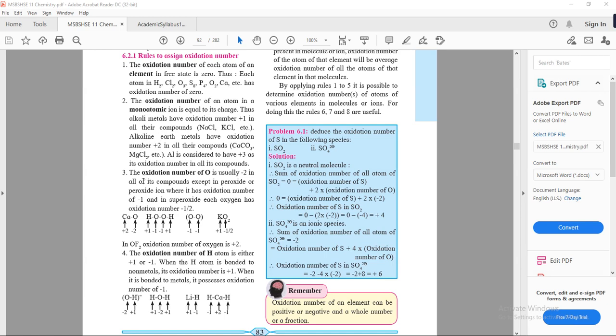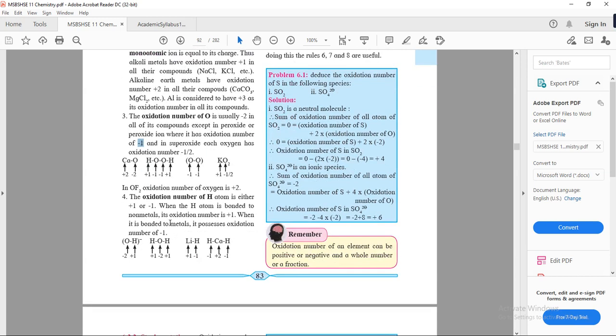Okay, so the oxidation number of oxygen is usually what? -2. Aluminium is considered to have +3 as its oxidation number in all its compounds. Okay, aluminium has +3. So remember this. The oxidation number of oxygen is -2 in all its compounds except in peroxide or peroxide ion, where it has oxidation number -1, H2O2. Okay, and in superoxide, the oxidation number is -1/2.